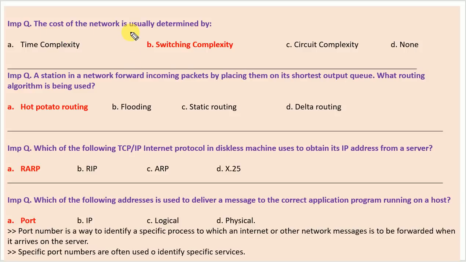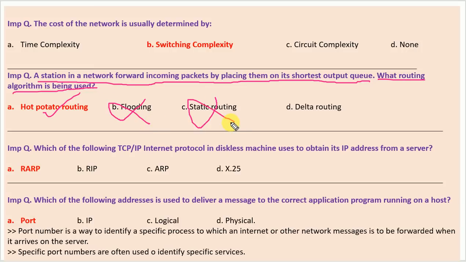Now, the second question is also a very important, conceptual, theoretical question. A station in a network forwards incoming packets by placing them on its shortest output queue. What routing algorithm is being used? Suppose I have incoming packets and I just want to place them into the shortest output queue. What algorithm do I have to use? So the correct option would be hot potato routing. It will not be associated with flooding.